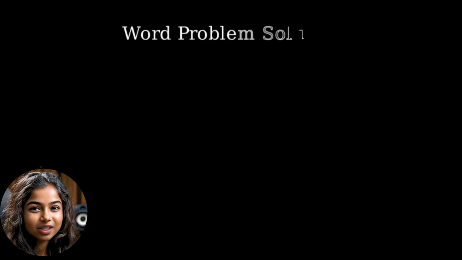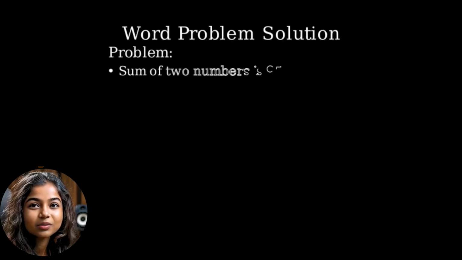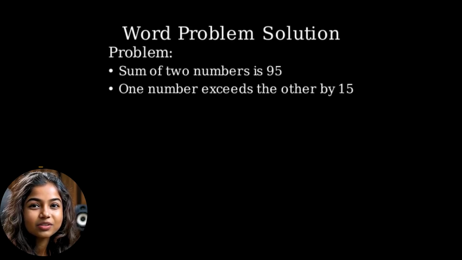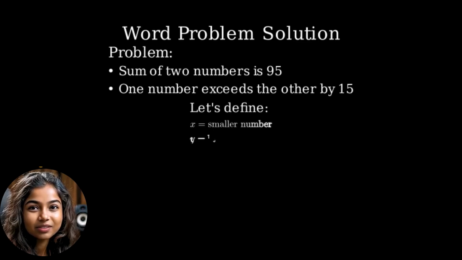Let's solve this word problem step by step. The problem states, the sum of two numbers is 95, and one number exceeds the other by 15. Let's find these two numbers. Let's start by defining our variables. Let's call the smaller number x and the larger number y.